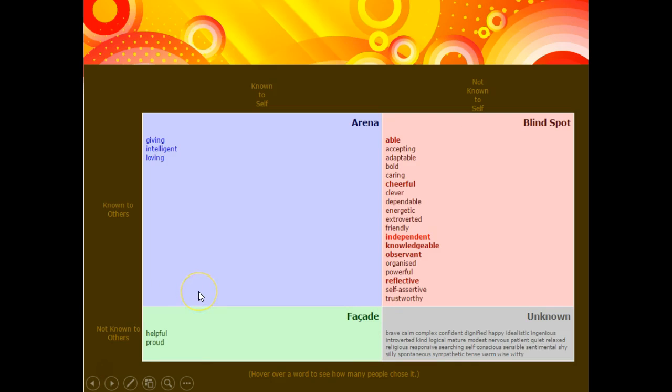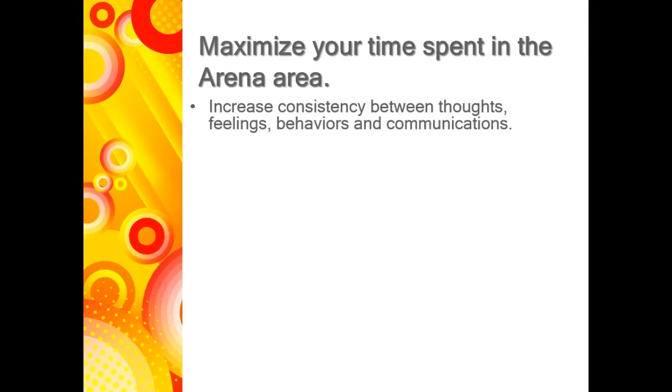So what you see here is a really important tool that gives you a good window into how you see yourself and how other people see you. And from here, we can make important decisions regarding how we want to be seen in the world. The goal always with the Johari window is to maximize the amount of time you spend in your arena. The idea there is to be as consistent as you can between how you think, feel, and behave internally and how you communicate with other people.